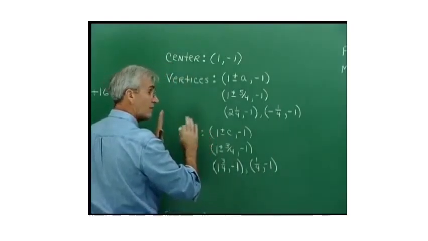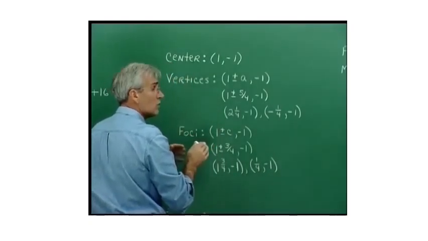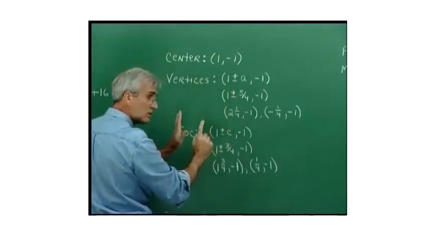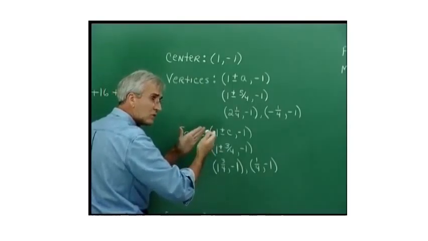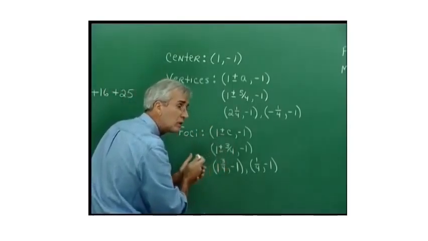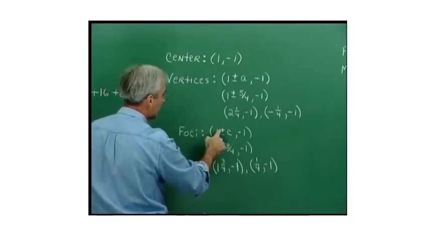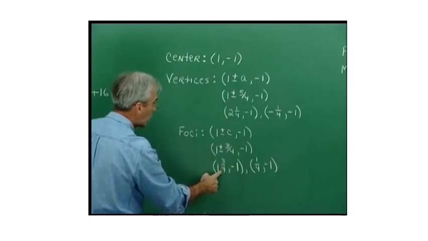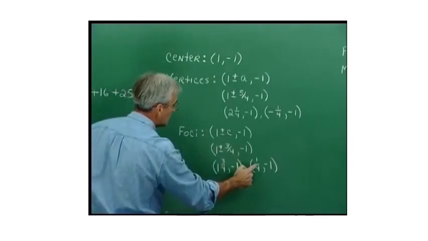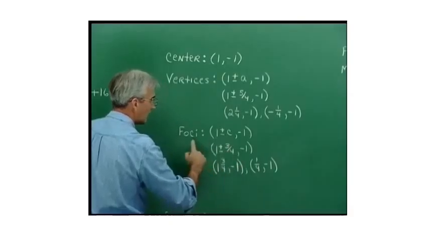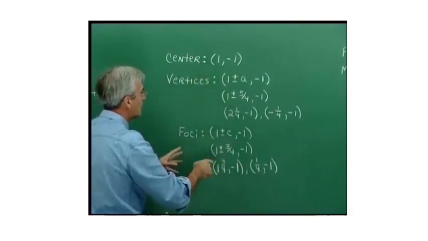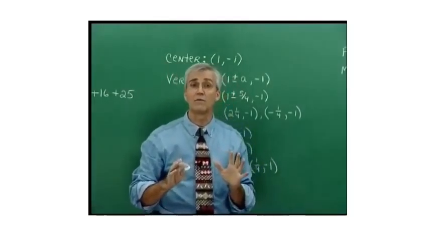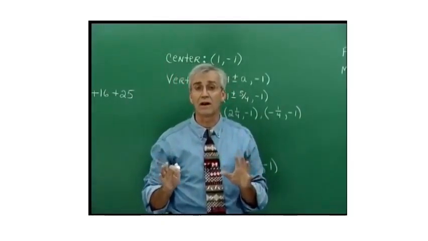For the foci, for the coordinates of the foci, we do pretty much the same thing. That is, we're operating off of that center. We take the coordinates of the center and think about adding or subtracting c to the x component for those coordinates. So it's 1 plus or minus c, and c is 3/4, so 1 plus 3/4 is 1 1/4, 1 minus 3/4 is 1/4. So these are the coordinates then of the foci. And we've made all of these calculations without even constructing the graph.